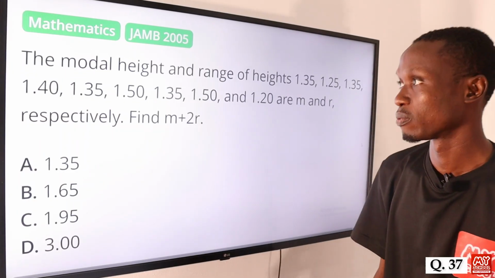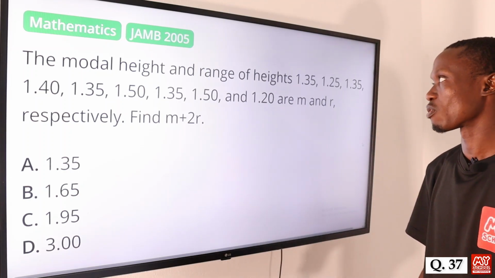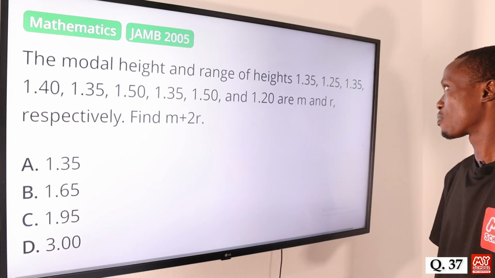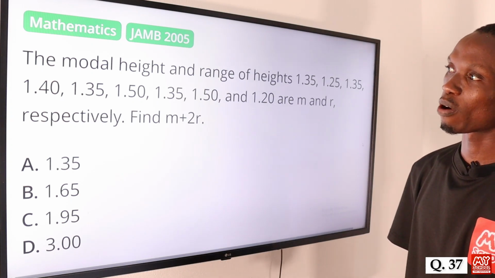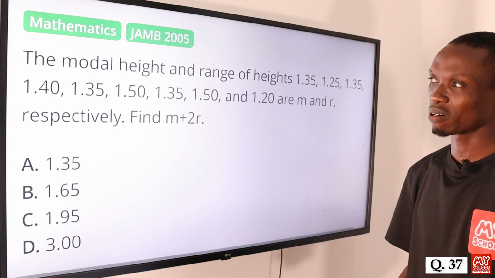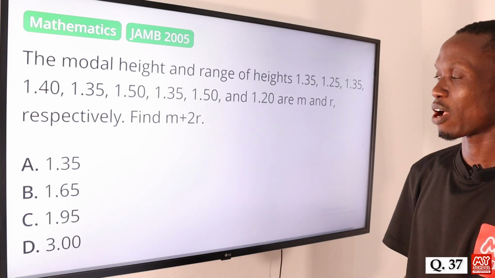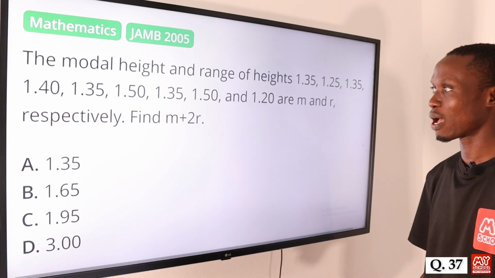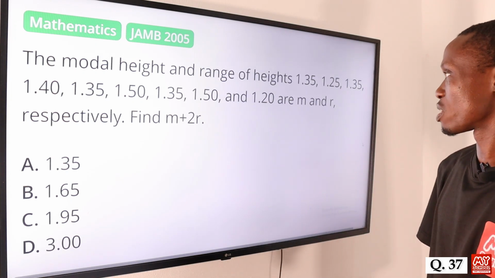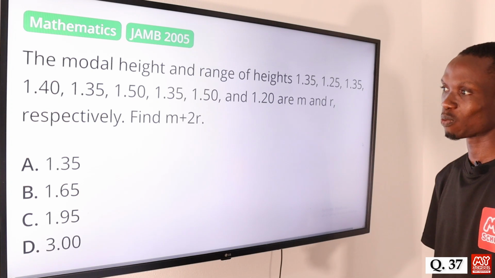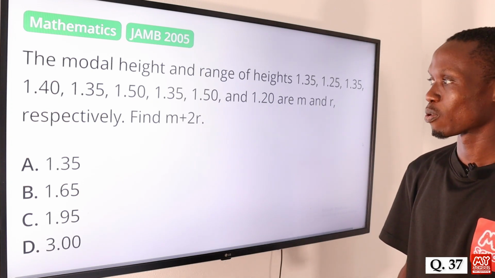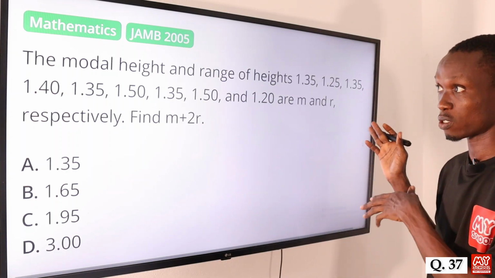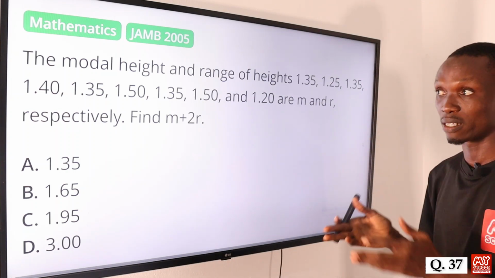Question 37. The modal height and range of heights 1.35, 1.25, 1.35, 1.40, 1.35, 1.50, 1.35, 1.50, and 1.20 are M and R respectively. Find M plus 2R. Okay, so the modal height simply means the height that will come most in the range of height that is given.